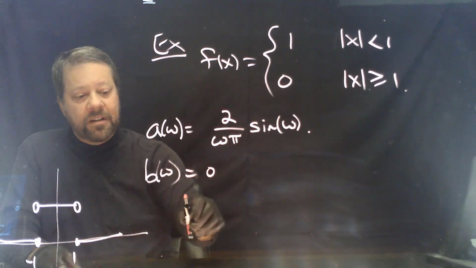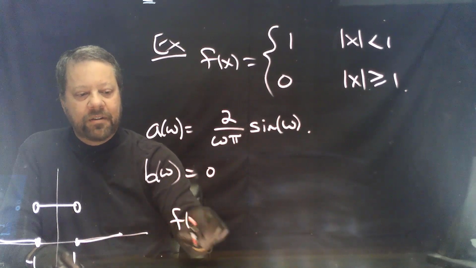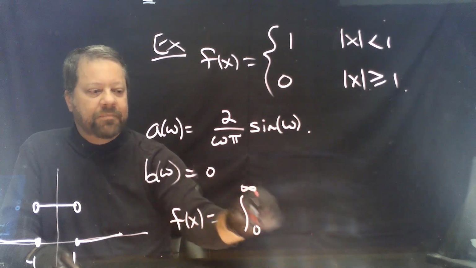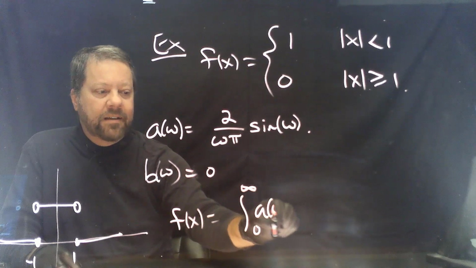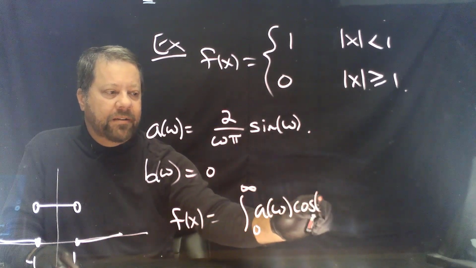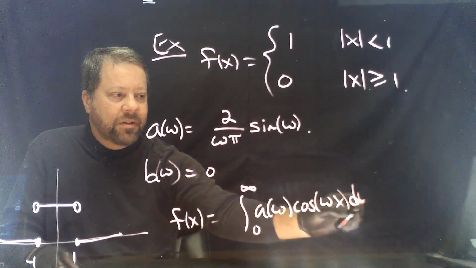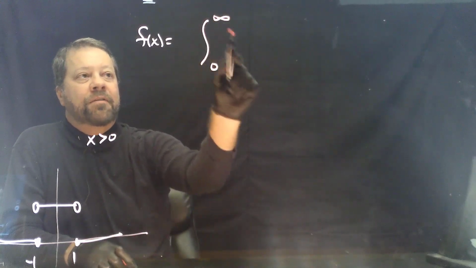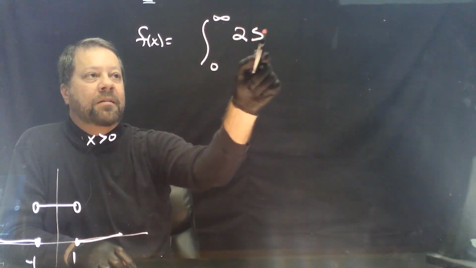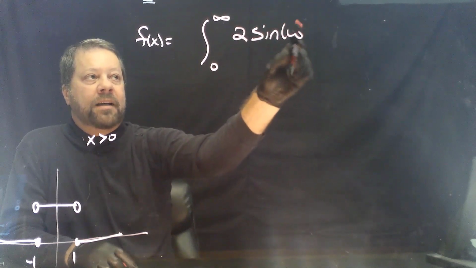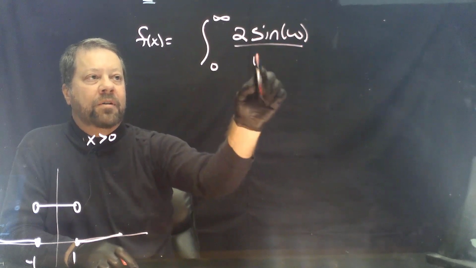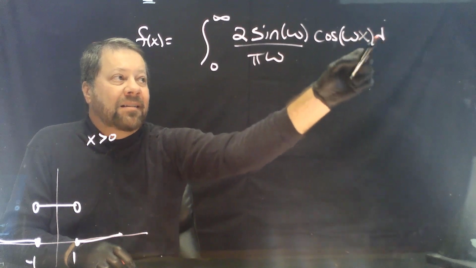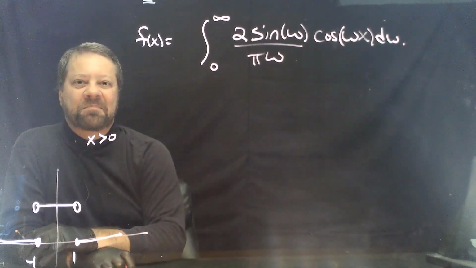Now, according to our theorem, we need to reconstruct our function by integrating from 0 to infinity our, in this case, a of omega cosine omega x d omega. Integral from 0 to infinity of twice sine of omega over pi omega times cosine of omega x d omega.